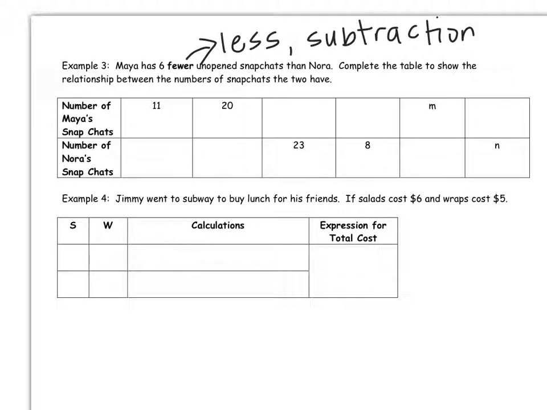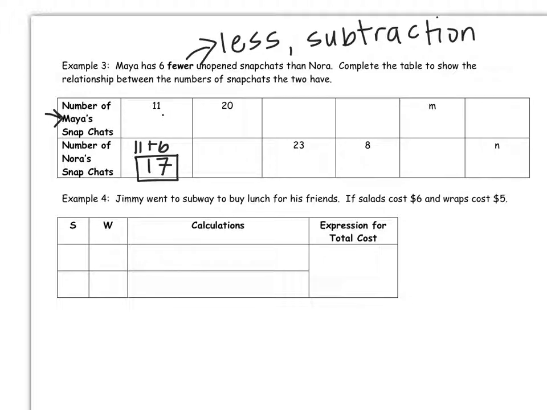All right, so the top row is Maya, right? And Maya has to have fewer or less Snapchats, which means this number down here is always going to be bigger than this number up here. All right, so number of Maya's Snapchats is 11. If she has less than Nora, it means Nora has to have more. How many more does she have? She has 6 more. So I'm going to write here 11 plus 6, and that's 17. So Nora has to have 17.